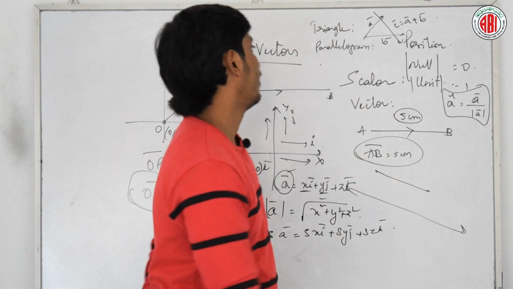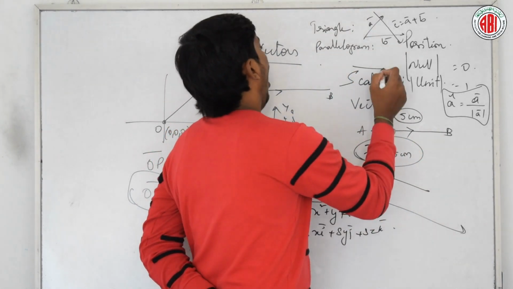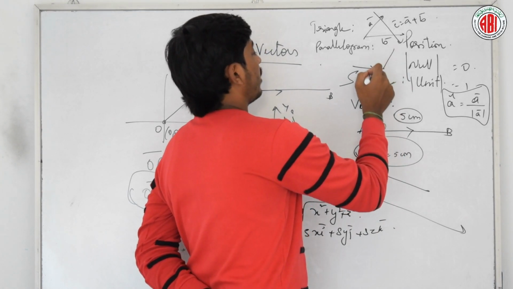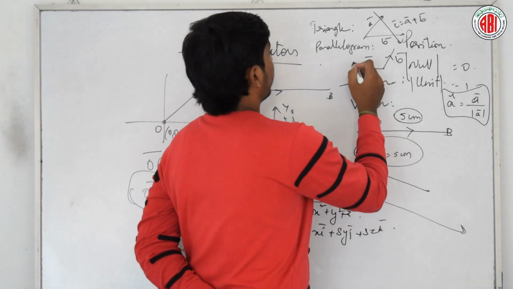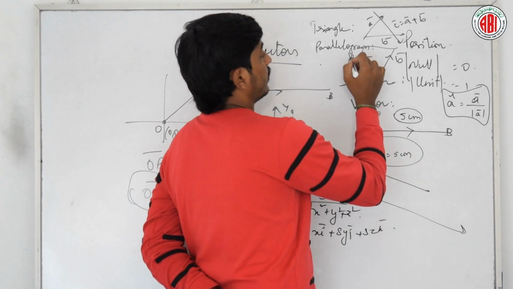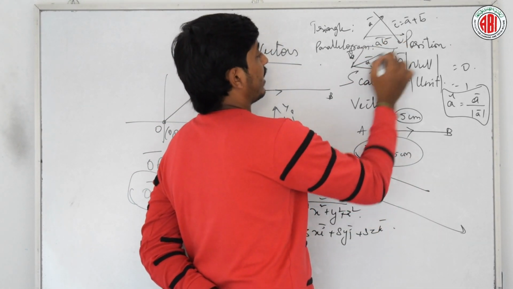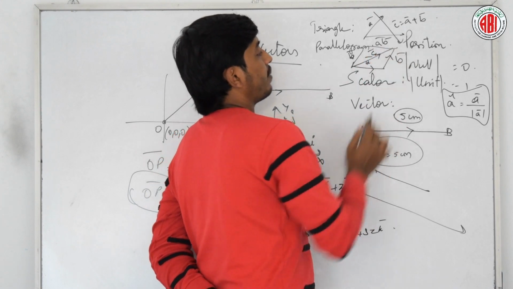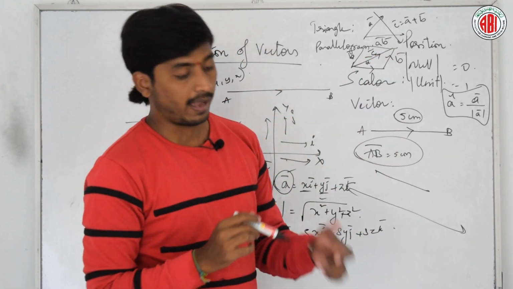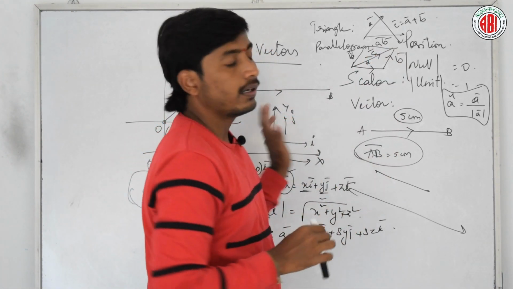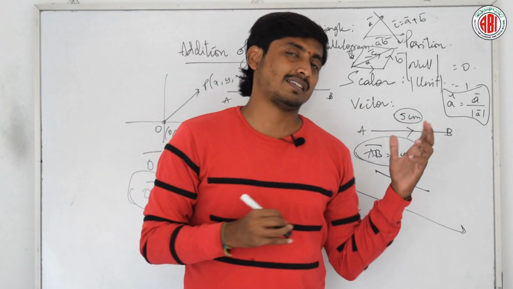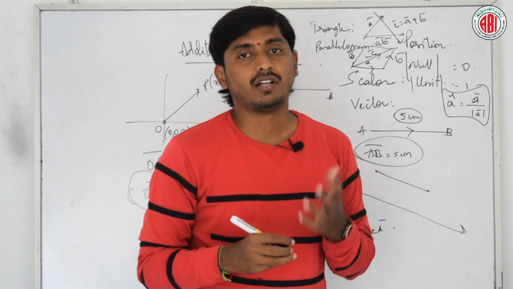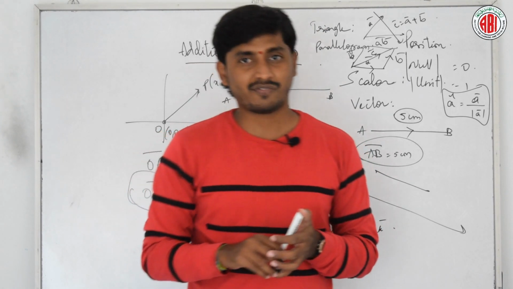Next, when it comes to the parallelogram, two vectors are represented by two adjacent sides, A bar and B bar. For example, like this. This is B bar, this is A bar. Then the diagonal represents C bar, which is equal to A bar plus B bar. Clear? Do you understand? Fine. These are the basics of addition of vectors. Shall we start doing problems of this?